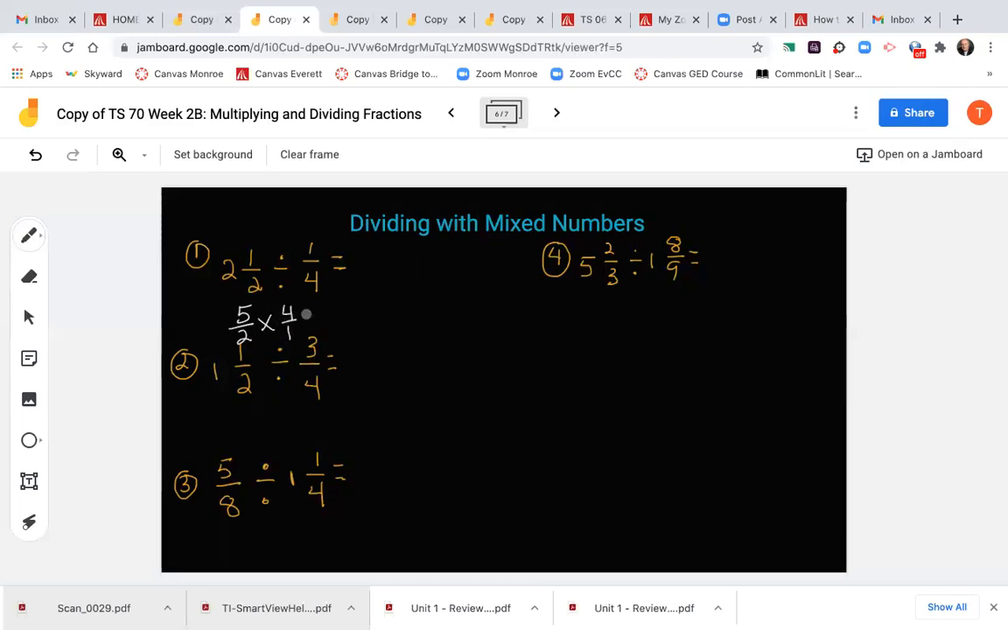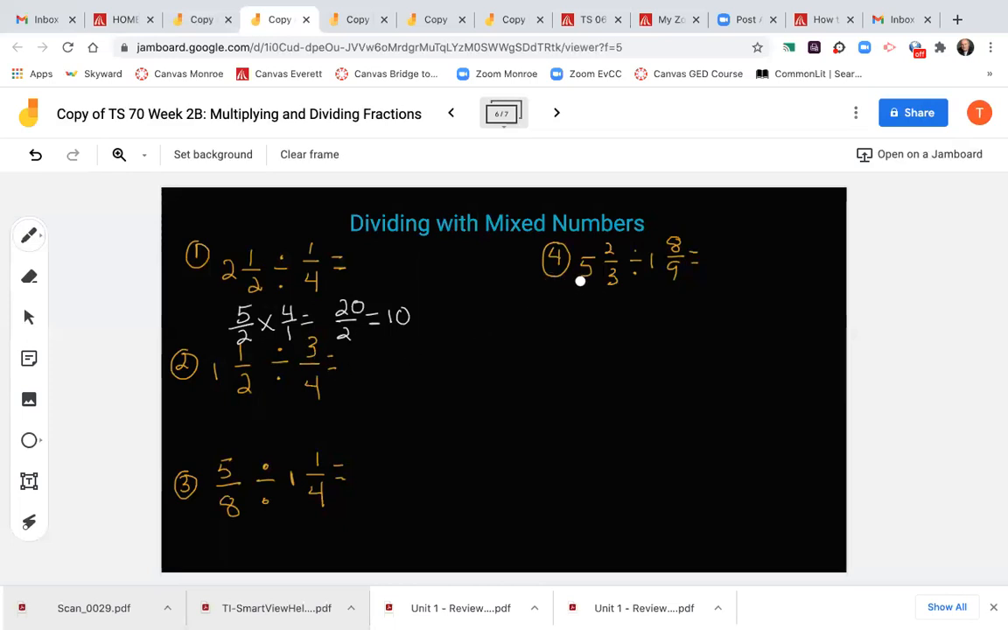All right, I'm just going to go ahead and multiply. I could cross cancel, but for the sake of time, 5 times 4 is 20 over 2, which equals 10. So that's how you divide fractions if you have mixed fractions. You're going to do the same thing you did with multiplying. You're going to turn the mixed fraction into an improper fraction. Let me show you this number 4 over here.